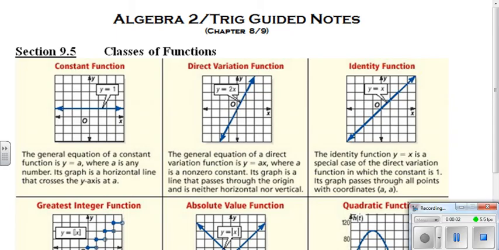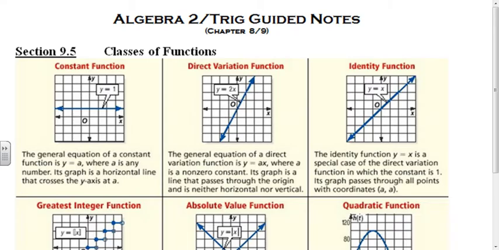Lesson 9.5 is all about classifying functions and finding the classes of these functions. So let's jump right into it. The first one we're looking at is a constant function. Now remember, a constant function means it's not changing. It consistently stays the same throughout. So that's why it creates this horizontally straight line right here. Doesn't change over time, it just stays right where it's at.